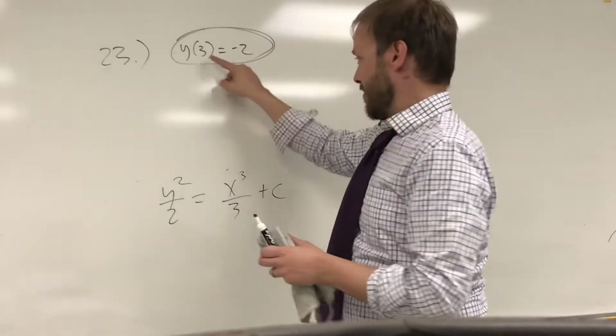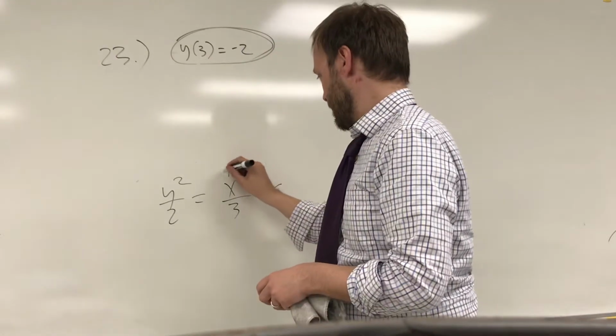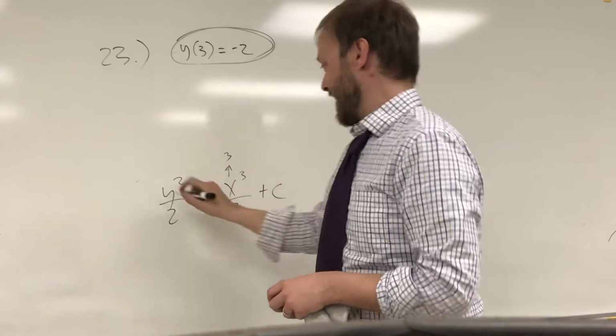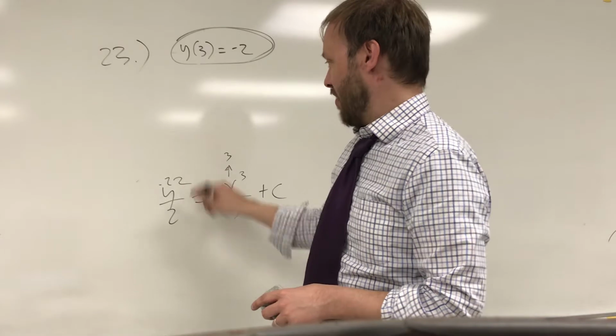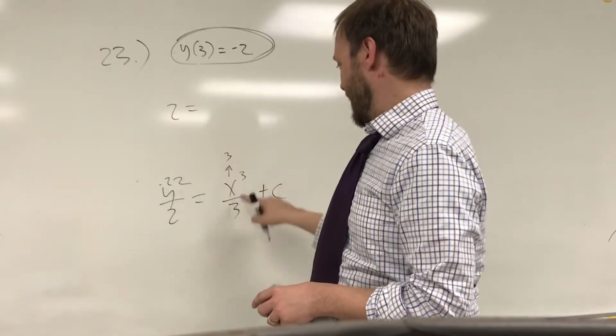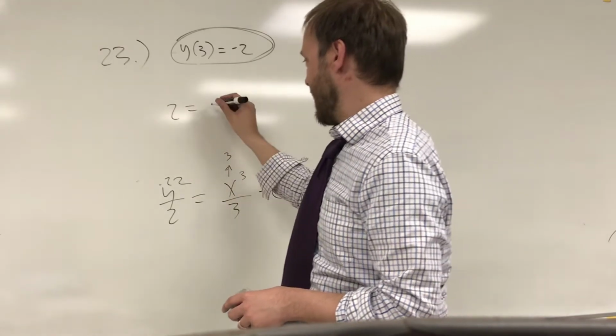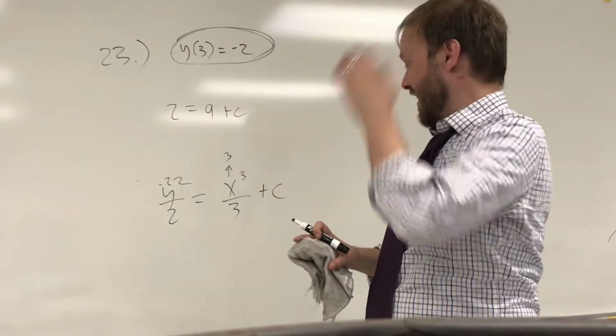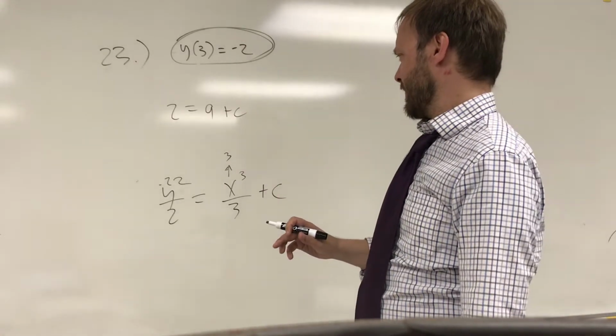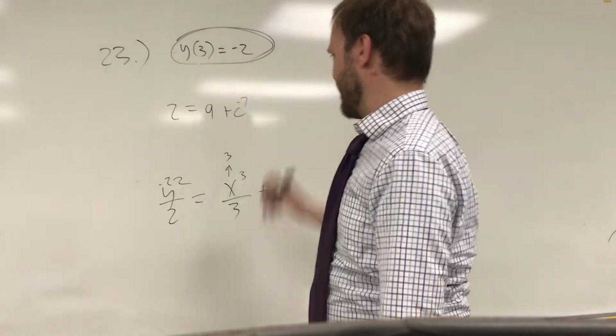So when I put in a 3 for x, I'm supposed to get back a negative 2 for y. Okay, so negative 2 squared is 4, over 2 is 2. 3 cubed is 27, divided by 3 is 9, plus c, okay? So it looks like c is going to be negative 7, okay?